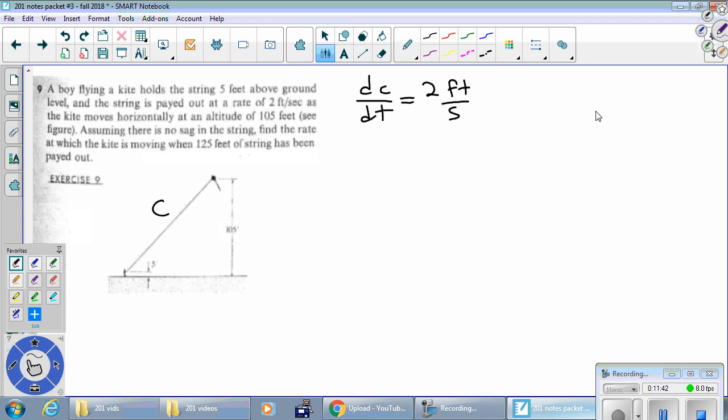And then it says, assuming there's no sag in the string, so that's a straight line for C, find the rate at which the kite is moving when 125 feet of string has been paid out. So I'm not even going to write the 125 right now. At some point, C is going to be 125, but not yet. It's too early. But we know that the kite is moving only horizontally. So when it says find the rate at which the kite is moving, let's assume the kite is moving to the right. Find the rate at which the kite is moving really means what's the rate that it's moving horizontally, because that's the only movement that the kite is undergoing.